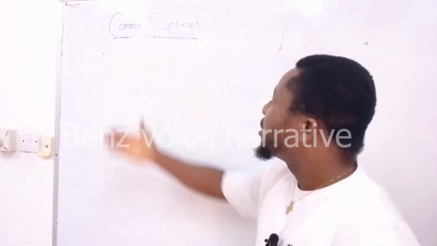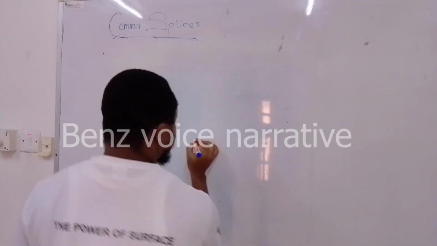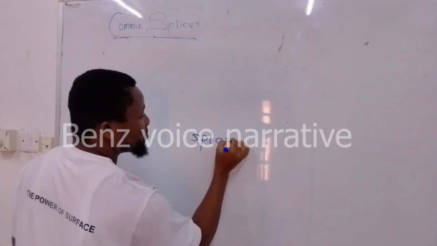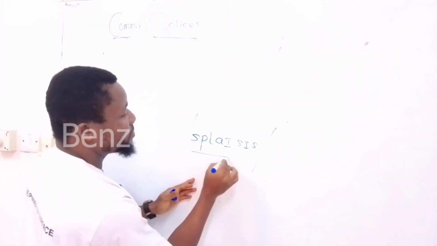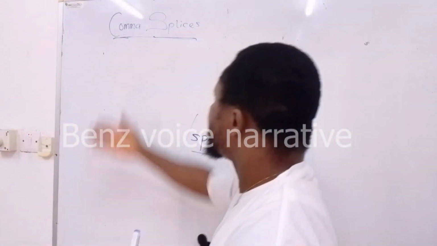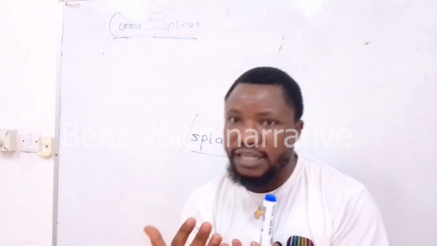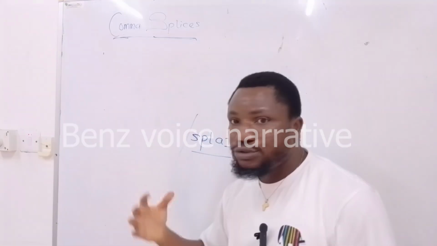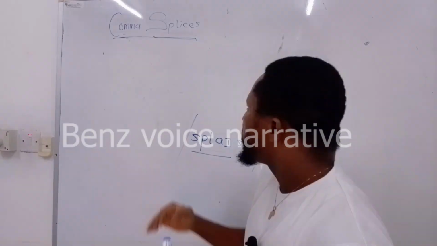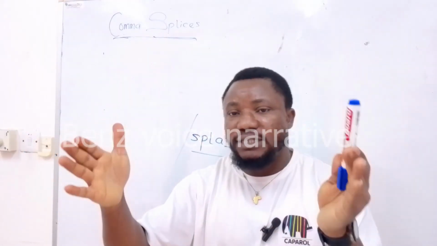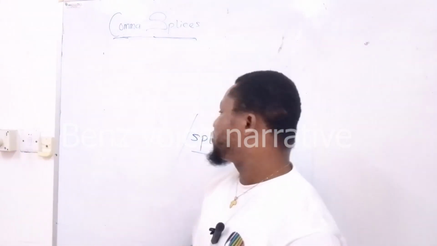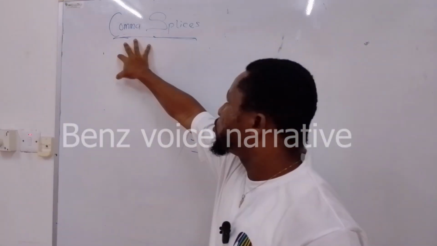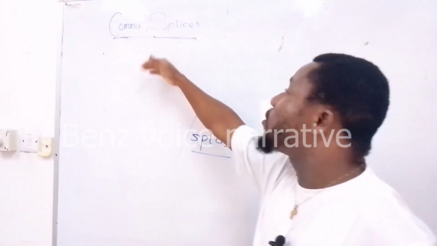Let me take that again. Comma splices. Splices. This is the pronunciation. Now, comma splices are grammatical mistakes, errors that come to the fore when you have two independent clauses being joined, being combined with the use of a comma. That is what you call comma splices, or comma splice when you want to talk in the singular.